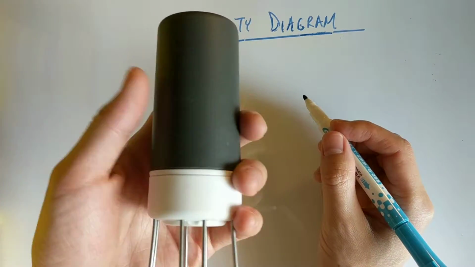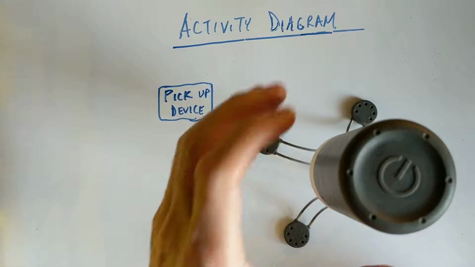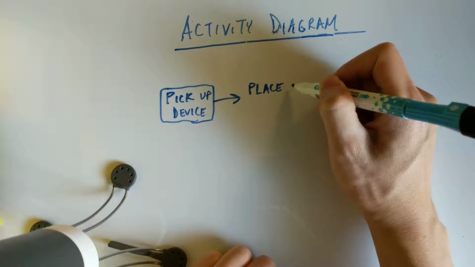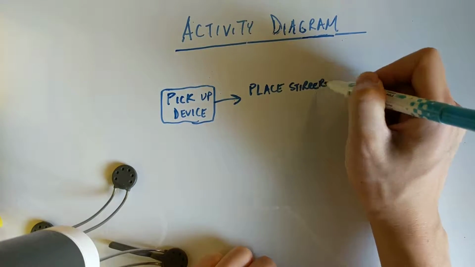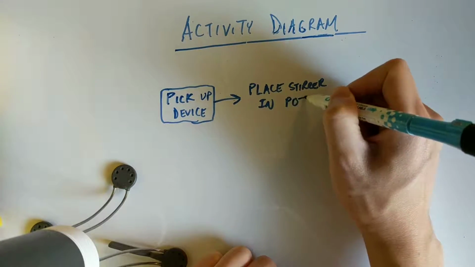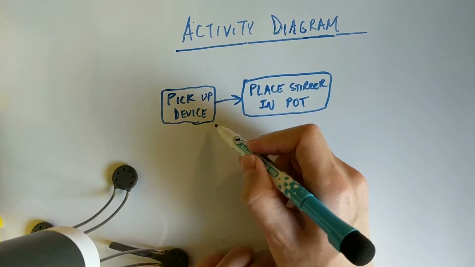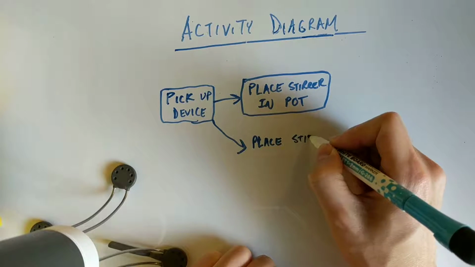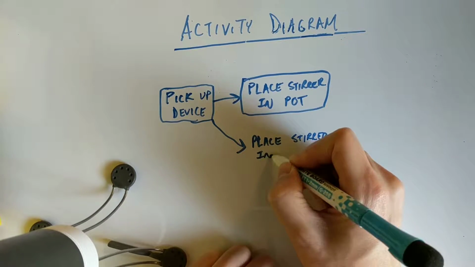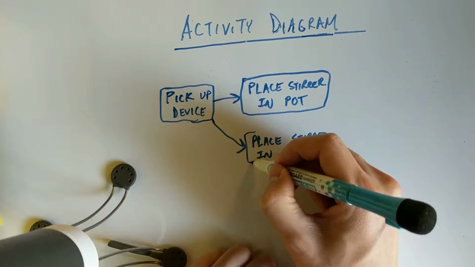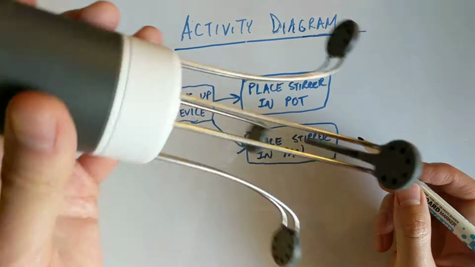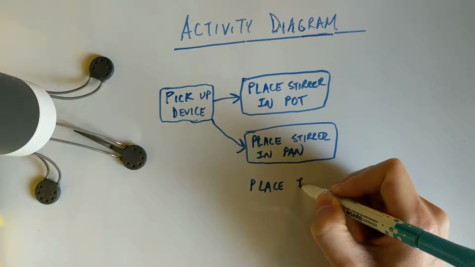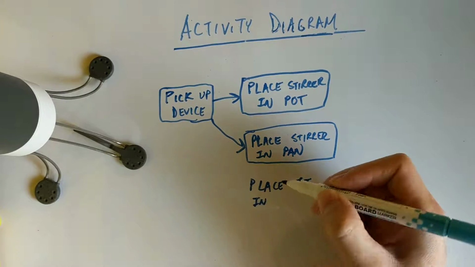And then what else would I do with this? After I pick it up, I might put it in my surface. I might place stir inside a pot, something like that. Or I might place the stir in a pan. Where else might I put it? Because this thing is so ridiculous, I'm just setting myself up for strange answers, but I'll just suggest place it in a cabinet.